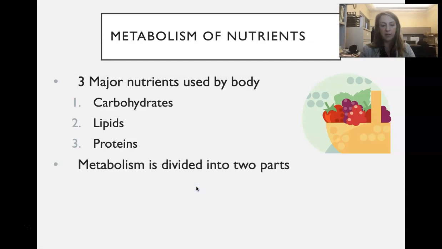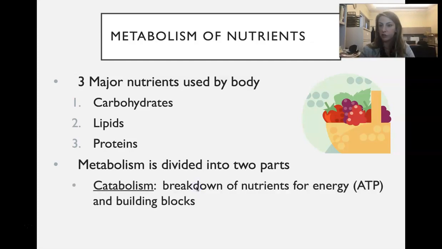Now, when we say metabolism in sort of a colloquial context, people think of metabolism as like digestion, maybe, or how fast you burn energy. And that's sort of true. When we talk about metabolism physiologically, it's divided into 2 parts, okay? We have catabolism, which is breakdown of nutrients for energy, ATP. So taking nutrients and turning them into energy, turning them into ATP, and building blocks. So breaking stuff down and turning them into other stuff.